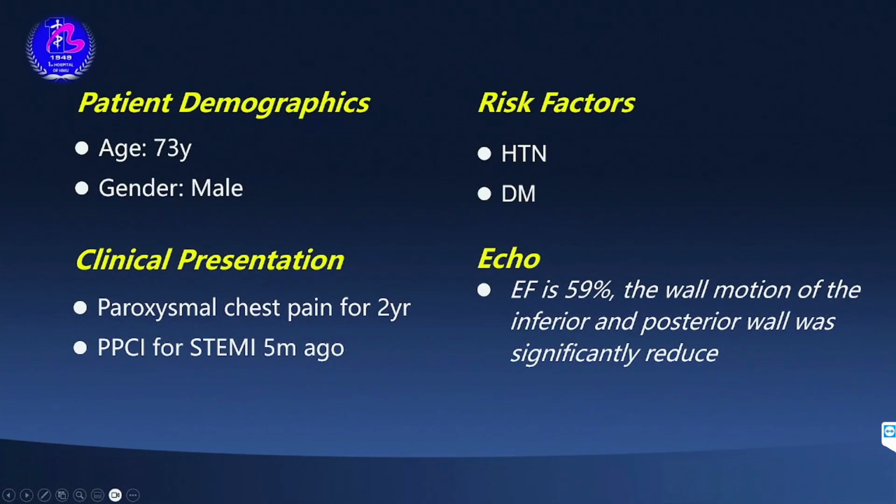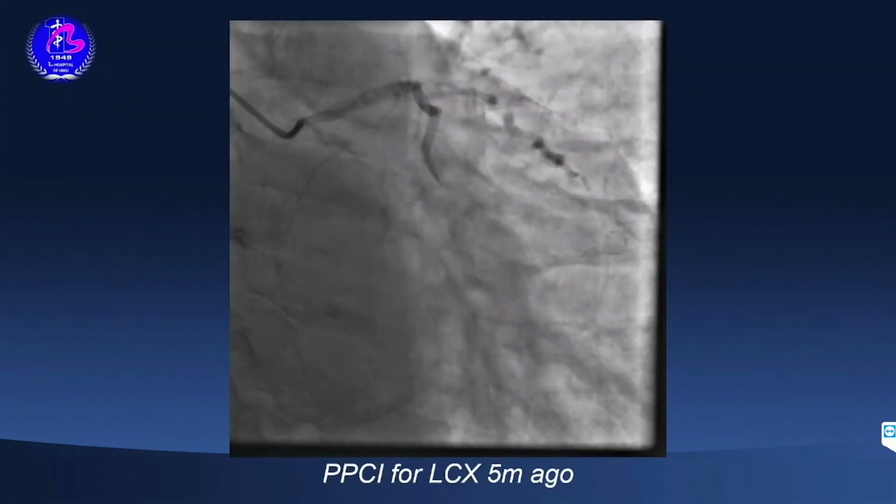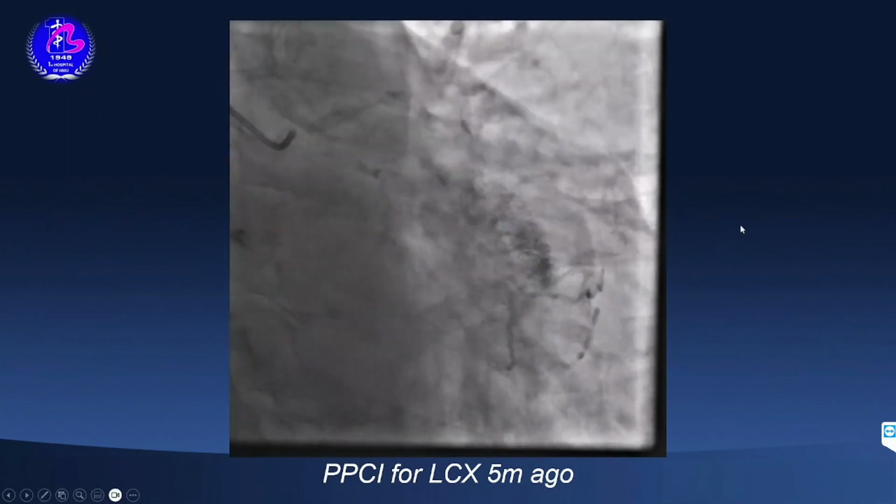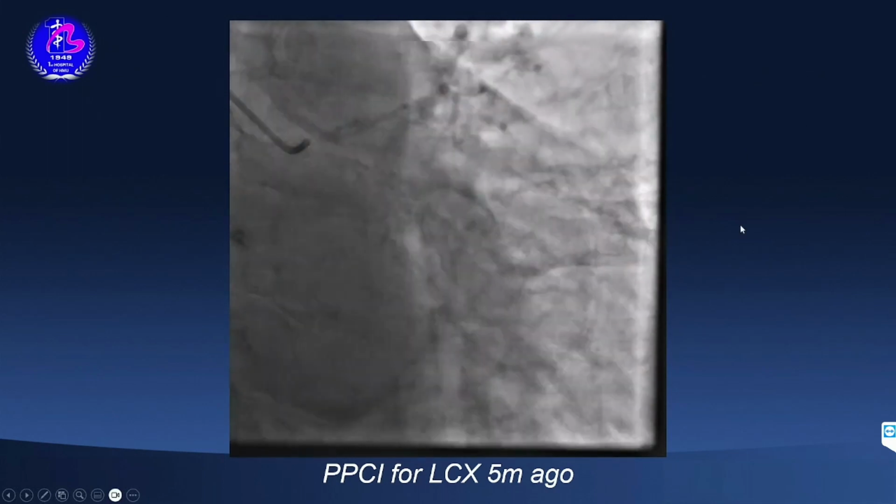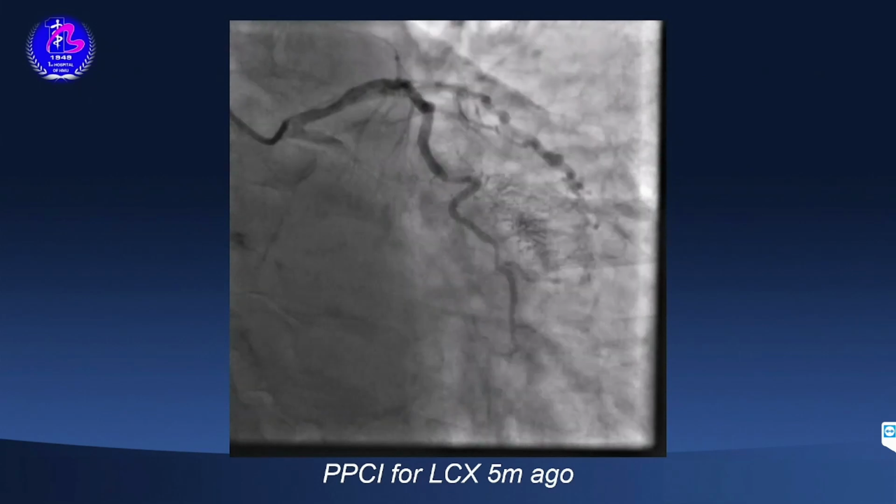This patient suffers from serious hypertension and diabetes, which are the main risk factors of his disease. His echocardiogram showed an ejection fraction of 59%, with significantly reduced movement of the anterior and posterior walls. There was an acute occlusion in the left circumflex artery with TIMI flow grade 0.